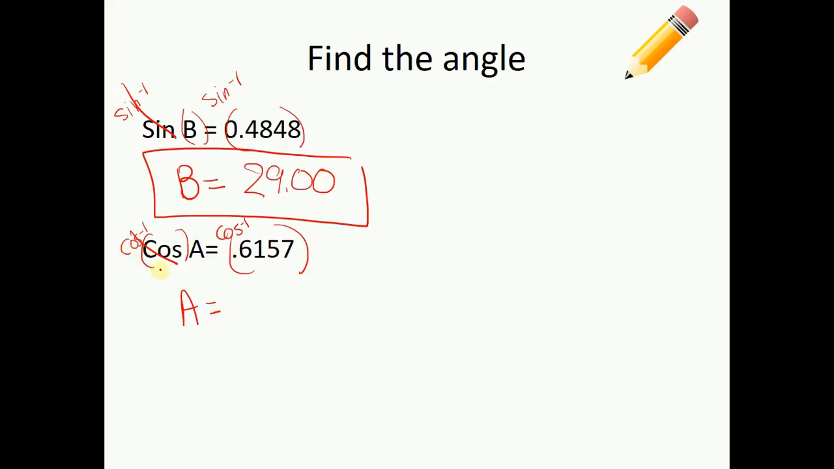So I do inverse cosine on both sides. I get just A on the left. Now I need to know what the inverse cosine of 0.6157 is. And I get a measurement of, rounding, 52.00 degrees.